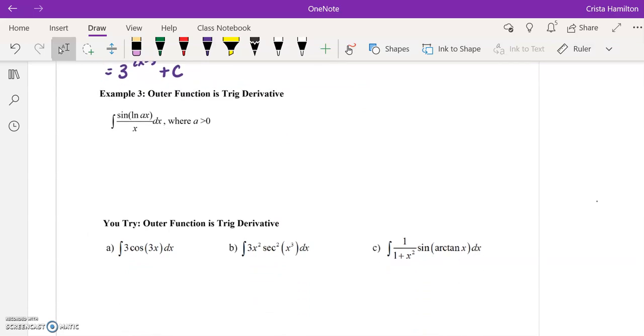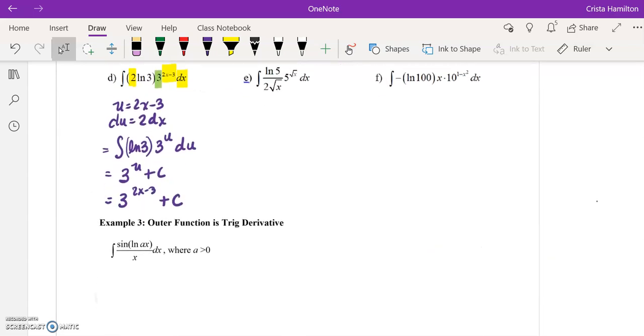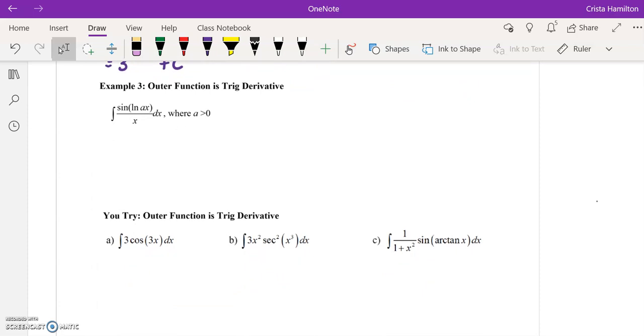Right? Let's look at another example here where your outer function is a trig function. And likewise, I'm leaving all the extra ones for you to try. So in this one, you look at it and it looks pretty complicated. There's a lot going on. We've got a log, we've got a sine, and so on. But what we're basically going to recognize is that our outer function is going to be the sine of x. And all the rest of the stuff is the inner function, which is going to be ln of ax, where a is a constant.